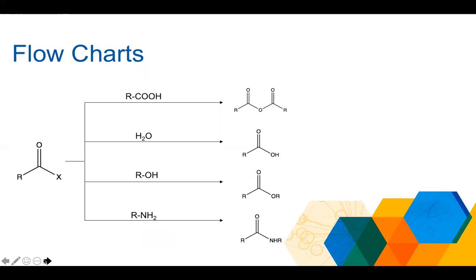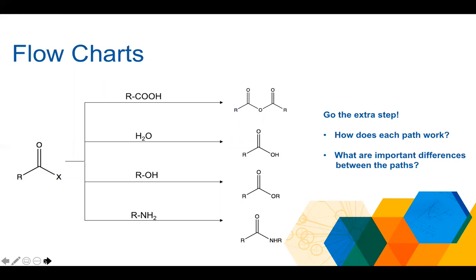You can also turn this into a concept map by adding more details about the organic chemistry steps involved in a given pathway, and why perhaps one might be more energetically favorable over another. Some questions to keep in mind while you're working on this type of flowchart are: how does each pathway work? What are the important differences between the different paths?